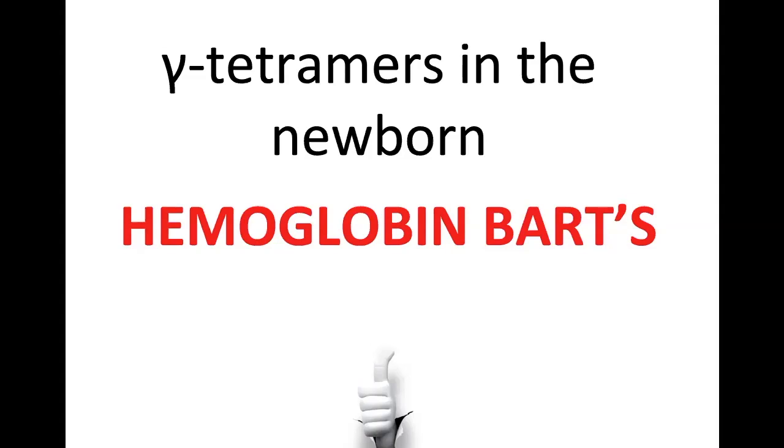Now, what is this abnormal condition wherein instead of having 2 gamma chains, there are now 4 gamma chains? So gamma tetramers in the newborn, this is your hemoglobin Barts. So that means instead of having only 2 gamma chains, it's now going to be 4. And this condition is known as hemoglobin Barts.